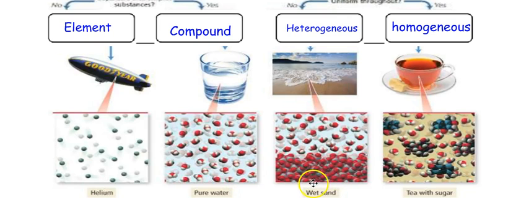Here's my heterogeneous mixture, my sand and my water. Notice that these are different than these. We have a definite layer going on. That's your heterogeneous. Your homogeneous, they're saying, is tea with sugar. Can I see the layers of my tea? No, I can't see where the sugar molecules are. They're in there. I know it's sweet. So it's evenly mixed throughout, and so that would be a homogeneous mixture.